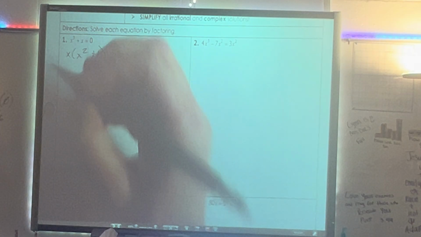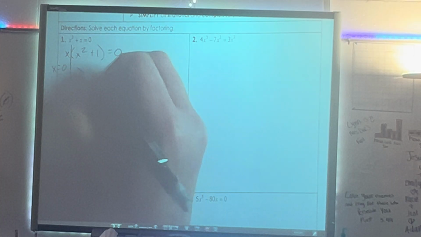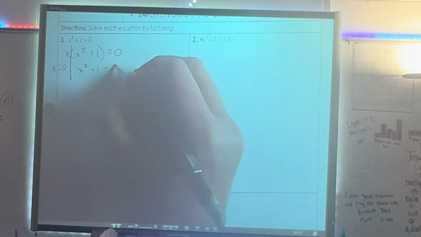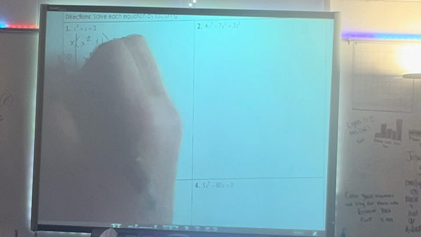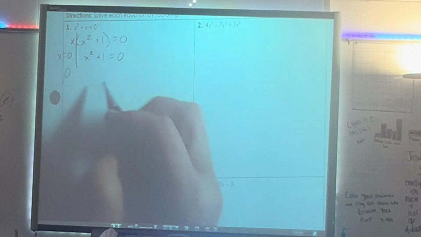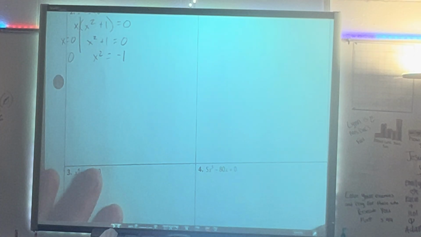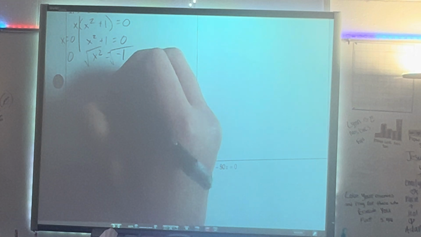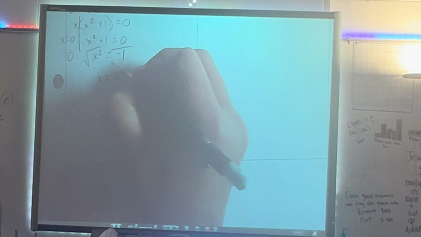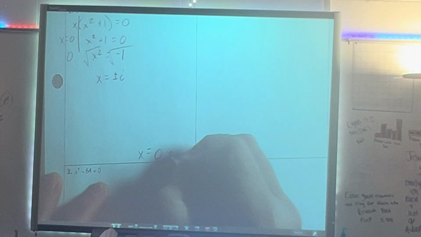Nothing else factors. So then I'm going to take each piece of this and set it equal to 0, however many factors I have. This means x is 0, so we're good there. Here, I'm going to have x squared is equal to negative 1. What's going to happen when I take the square root of a negative 1 here? It's going to be imaginary. So I'm going to have x is equal to plus or minus i here. So I have 0 and plus or minus i.